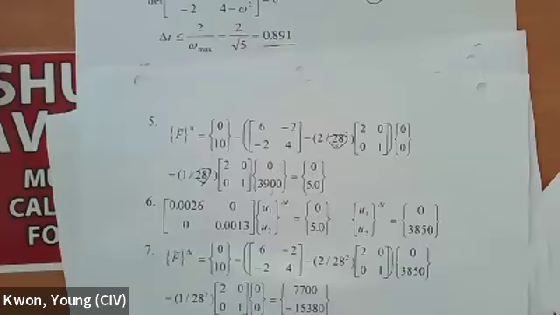So for a conditionally stable algorithm, you have to make sure that your delta t is small enough, within the critical time step.